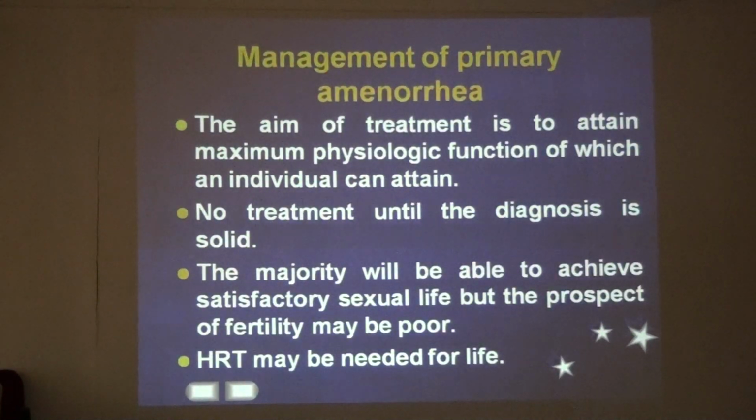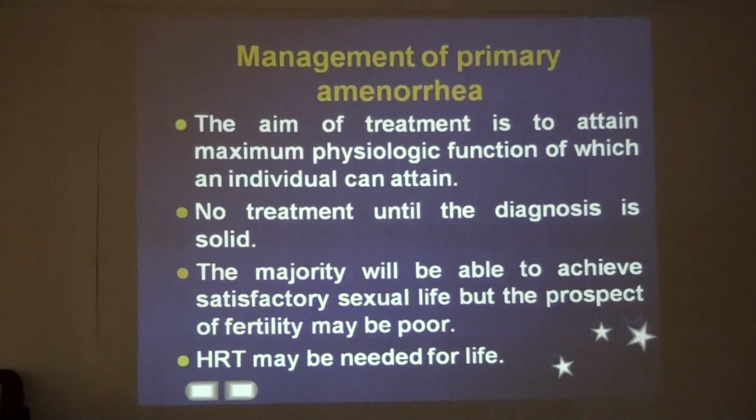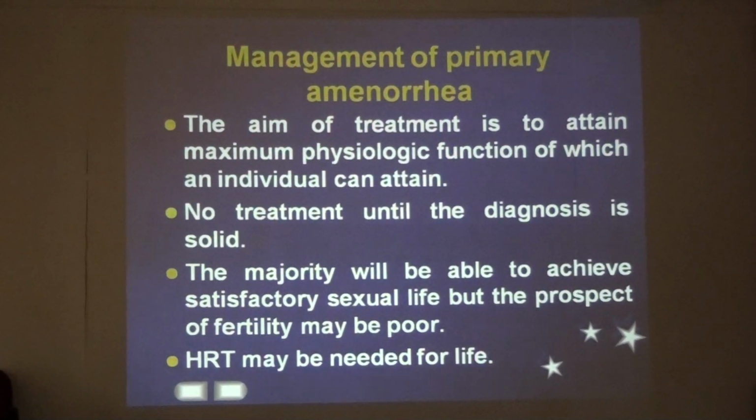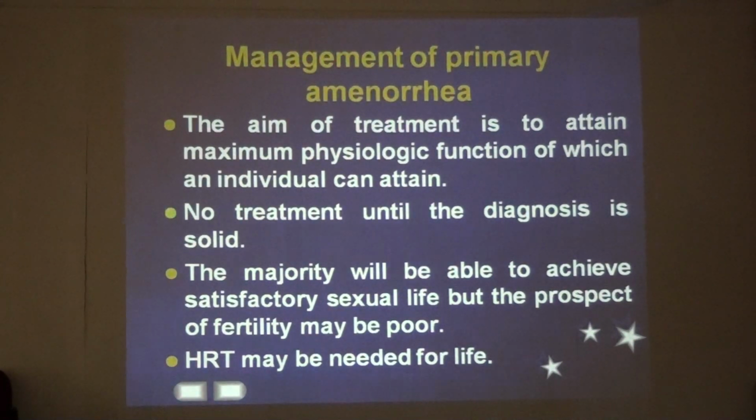Now, management of primary amenorrhea. The aim of the treatment is to attain maximum physiologic function. No treatment should be done until the diagnosis is confirmed. The majority will be able to achieve a satisfactory sexual life, but the prospect of fertility is very poor. HRT may be required for later life.